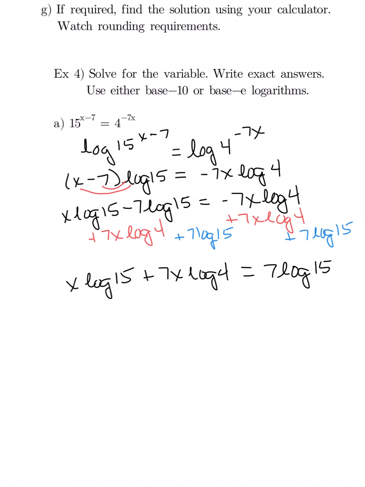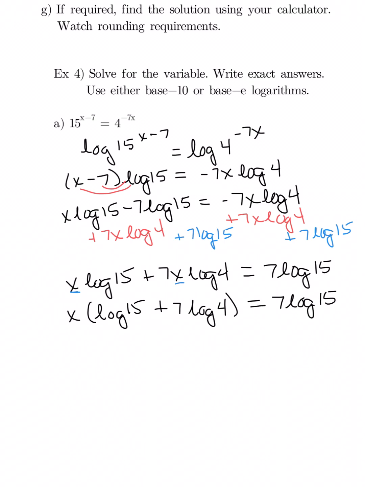Once you have all your x terms on one side and the non-x terms on the other side, you factor out an x on the variable side. If I pull the x out of the first term, what would be left would be log of 15. If I pull the x out of the second term, what would be left would be the 7 and log of 4. And that all equals 7 log of 15.